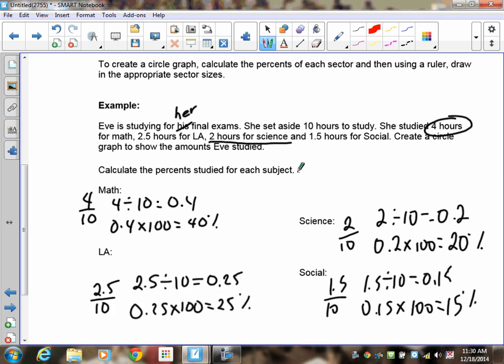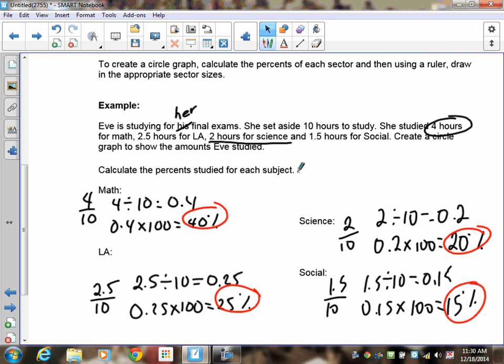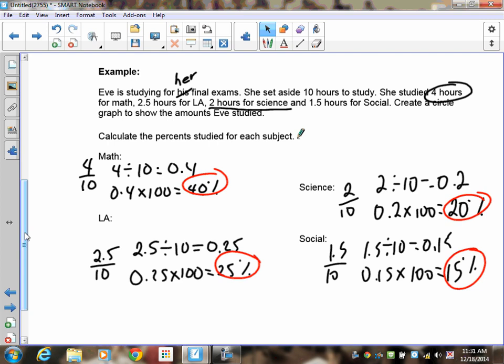Now, if everything is done correctly, you should be able to take all of your percents and add them up, and it should give you 100. So I've got 40 and 25 and 20 and 15. So 40 and 25 is 65, 65 and 20 is 85, and 85 and 15 is 100. So because my percentages all have to be 100%, I can be confident that I did everything correctly. So the next step is to move and put this stuff onto my circle graph on the next page.